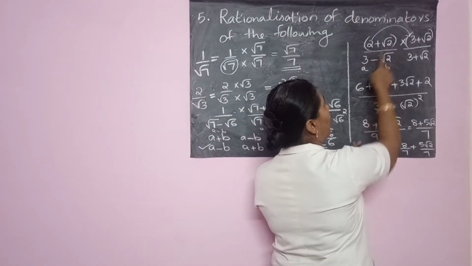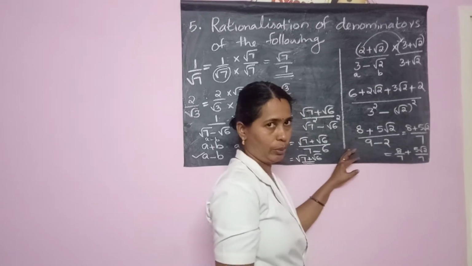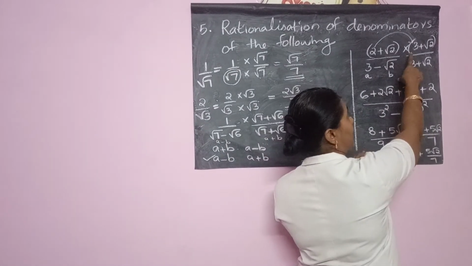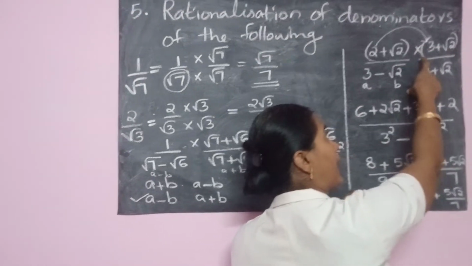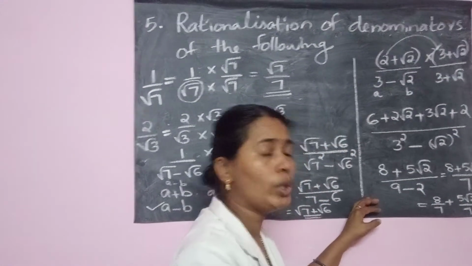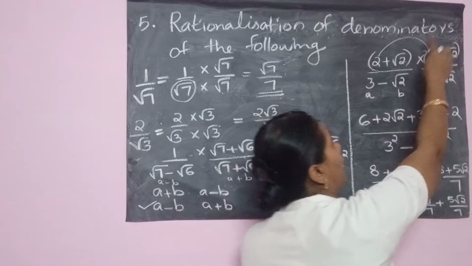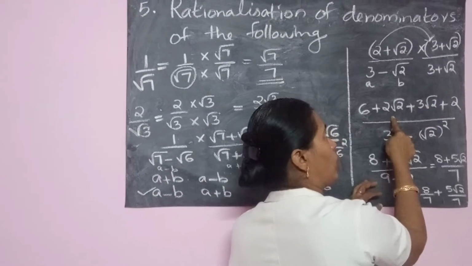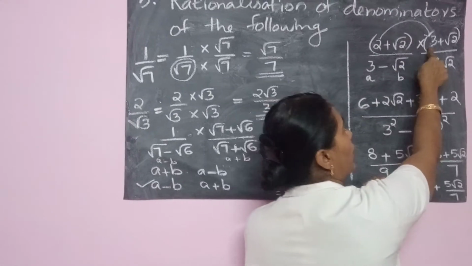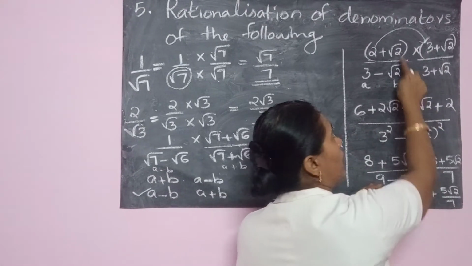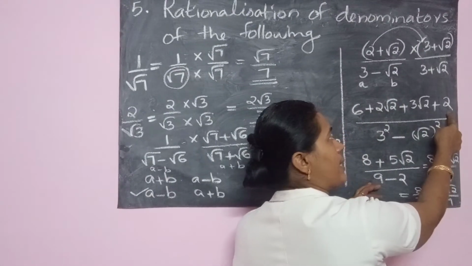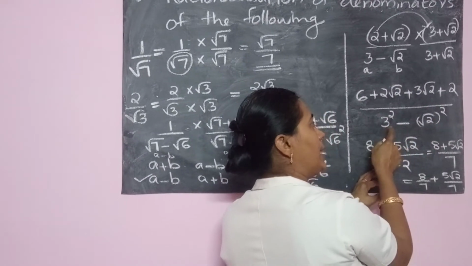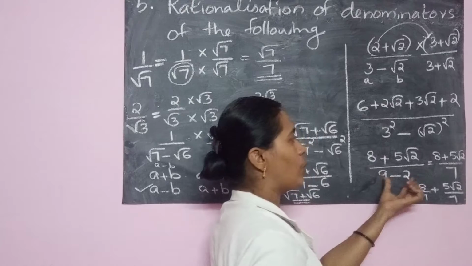2 plus root 2 by 3 minus root 2 is given to us. Same as previous one, a minus b form. So, multiply both numerator and denominator by 3 plus root 2. Then multiply term by term. 2 3s are 6. 2 into root 2 is 2 root 2. Then start with root 2. Root 2 into 3 is 3 root 2. Root 2 into root 2 is 2 itself. Then the denominator is a square minus b square, that is 9 minus 2. 9 minus 2 is 7.